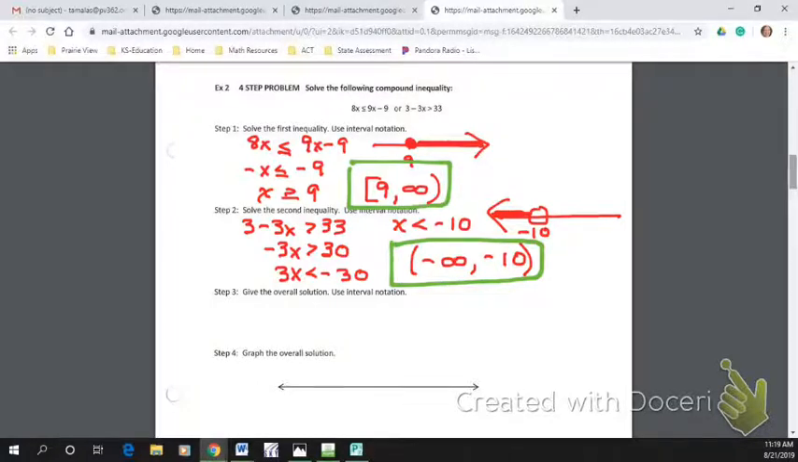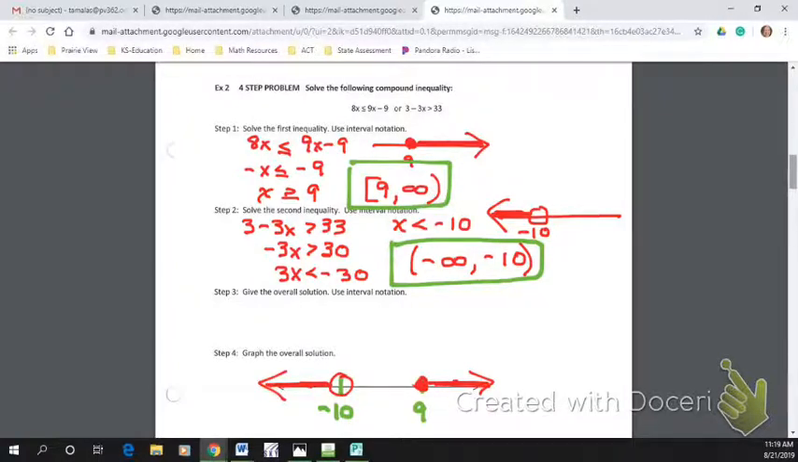Basically those same two things, right? So I'm going to go ahead and do my graph down here. Negative 10 and positive 9. The 9's filled in, and I'm shading to the right. And the 10 is an open circle. The negative 10 shade to the left.